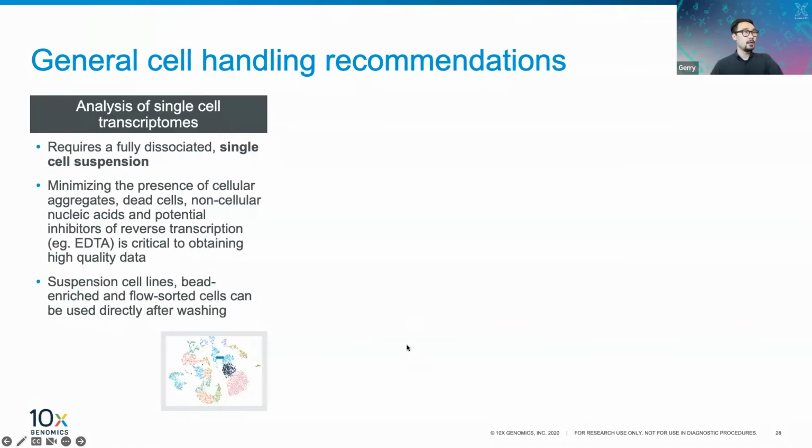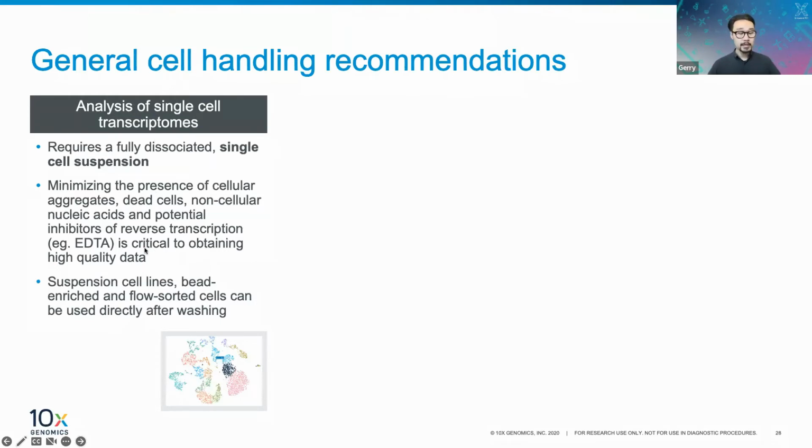Okay, so general cell handling recommendations. To perform the single cell gene expression assay, we require a fully dissociated single cell suspension as input onto the chip that goes into the Chromium instrument. This means minimizing the presence of cellular aggregates, dead cells, and non-cellular nucleic acids, and also potential inhibitors of reverse transcription like EDTA. So this is all critical to obtaining high data quality.